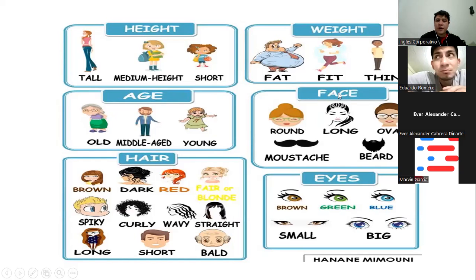Tenemos también face. Si tenemos una round face, long face, oval face, a mustache, a beard. And the hair: brown, dark, red, fair or blonde mean the same, significa rubio. Spiky, son como peinados, spiky means pelo separado. Curly, wavy hair, el pelo ondulado. Straight hair, pelo liso. Tenemos long, short, and bald. Eyes, los tenemos small or big, pequeños o grandes. Brown, green, or blue.